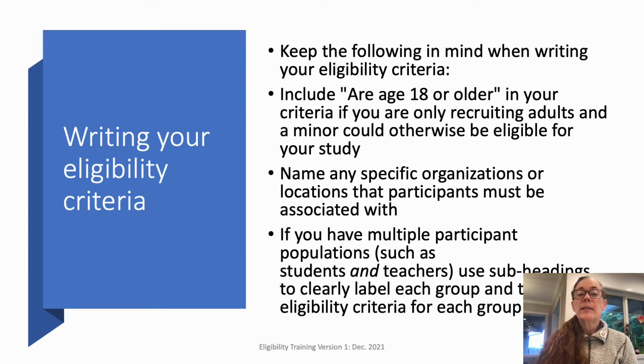Keep the following things in mind. You're going to want to include if they have to be 18 or older, if it would be something that minors could possibly fit into the criteria for. So for example, let's say you wanted to talk about dog walkers. A dog walker could be a 12-year-old or it could be a 70-year-old. So when you have specific criteria, you would say, I want dog walkers who are over 18 years old. So the age requirement would be dog walkers greater than 18 years old. So that's how specific you want to be.